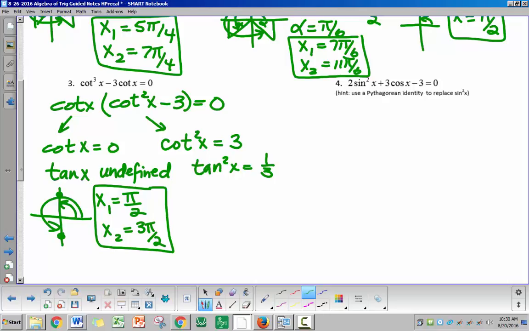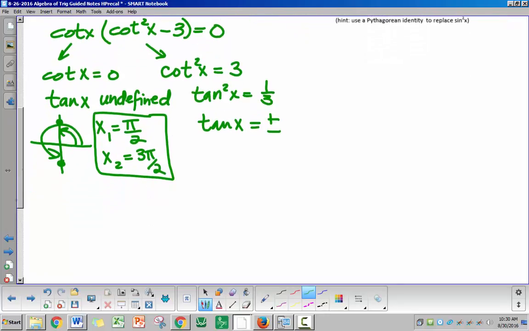Tangent squared x equals 1/3. So tangent x equals, whoops, tan x equals plus or minus 1/3, right? When you take the square root, you've got to take into account the positive and the negative roots. So that's going to be the square root of 1/3.